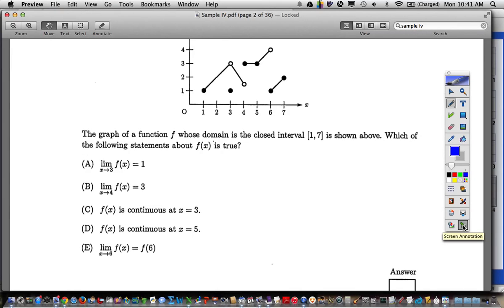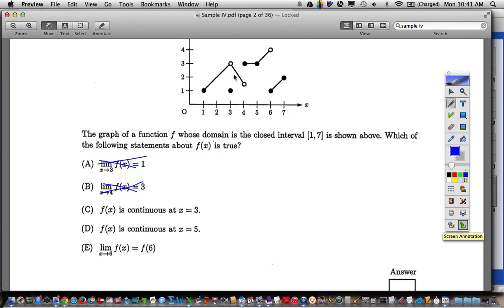The graph of a function f whose domain is the closed interval 1, 7 is shown above. Which of the following is true? The limit as x approaches 3 is 1. No, the limit is the cars would meet right up here at 3. So that is not true. Limit as x approaches 4 is 3. No, this car's down here, this car's up here, that limit does not exist. The function is continuous at 3.